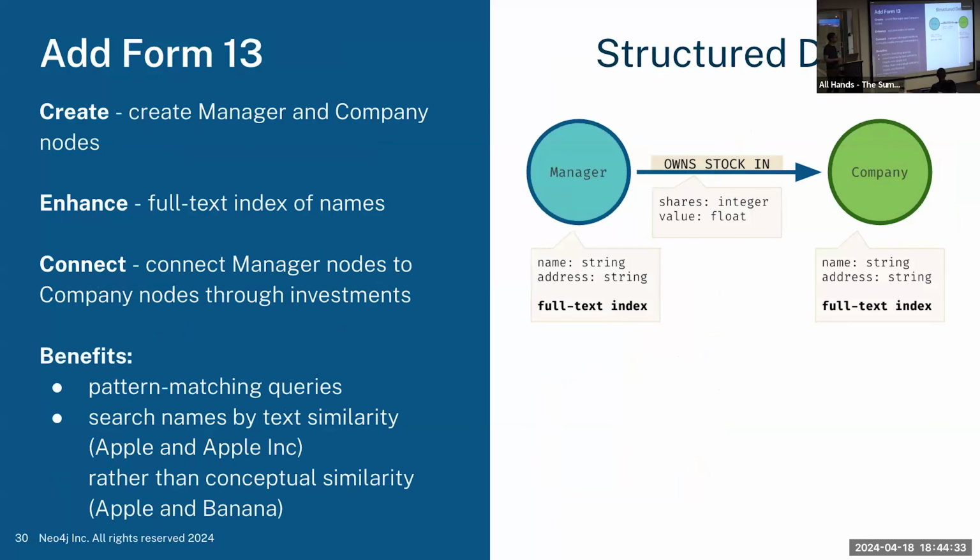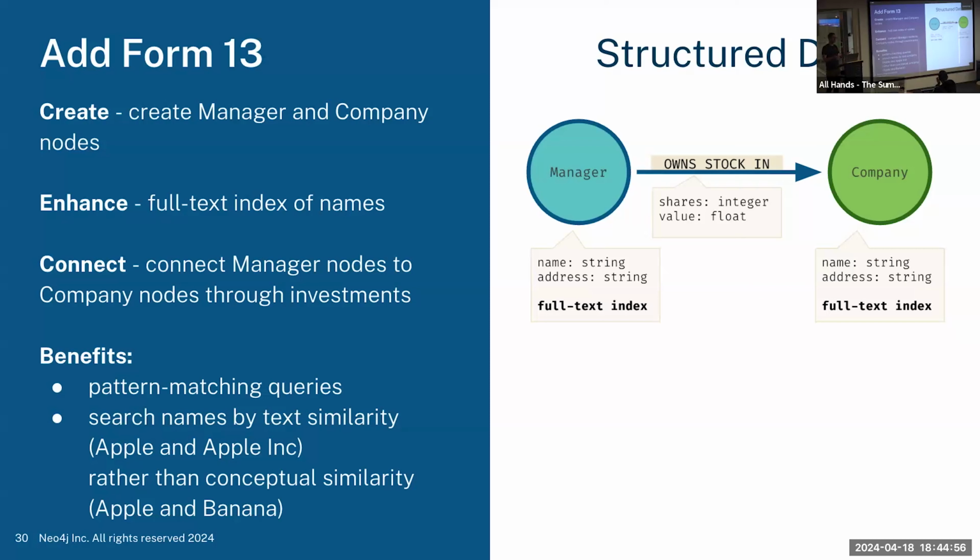Turning over to the structured data side of things, this is also a very simple graph, but reasonable for the data set that we have. The badly named manager nodes are the investment companies, and then the company nodes are just the publicly traded companies. These management companies have invested some amount of stock. They own some stock in these public companies. So just go ahead and create that in the graph as well.